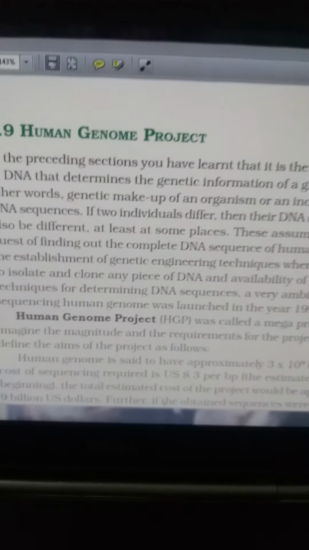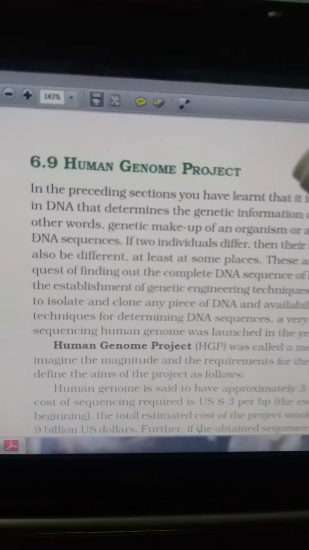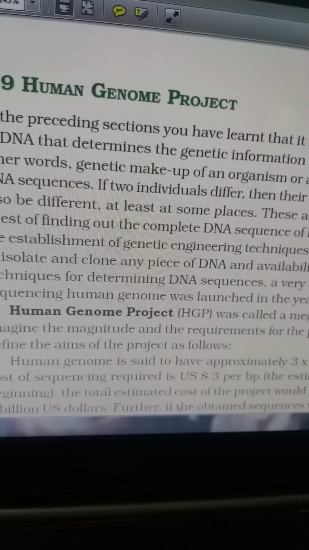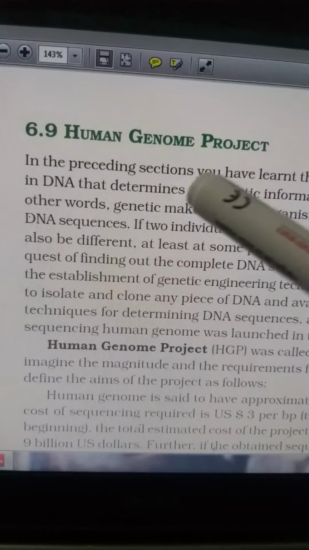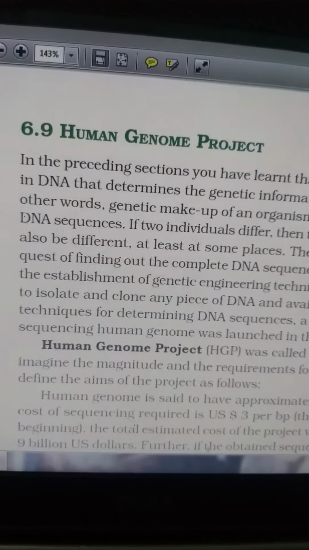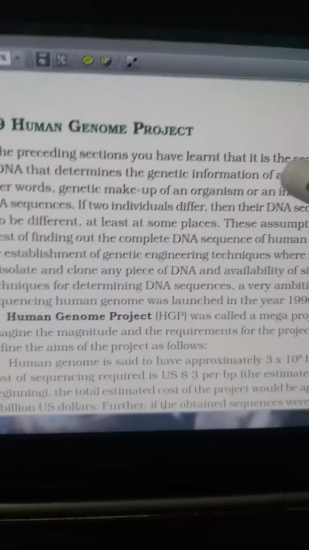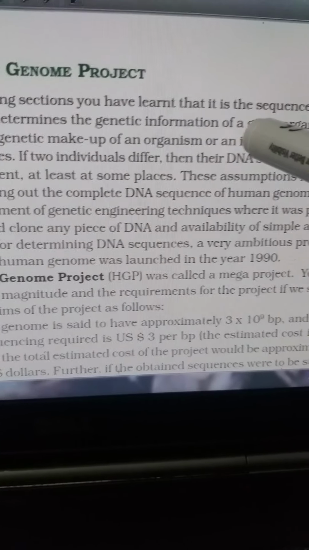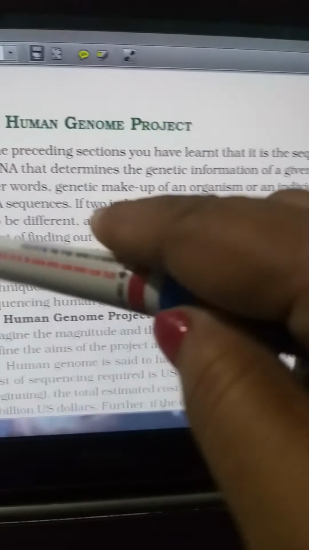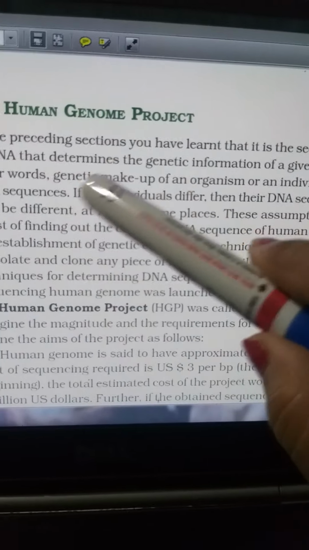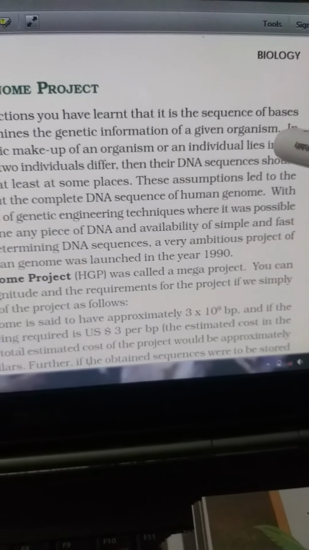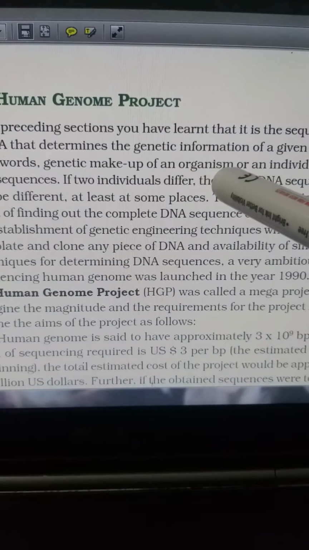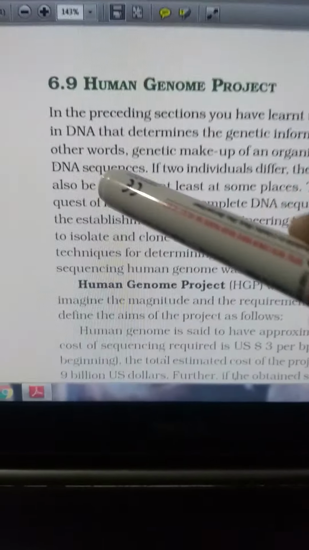Now here you see, today we'll be dealing with the Human Genome Project. Now basically, what is HGP? HGP is that, see here, till now we were dealing with the DNA sequences. Now here you have learned that the sequence of bases in DNA determines the genetic information of a given organism. In other words, the genetic makeup of an organism or an individual lies in the DNA sequence.